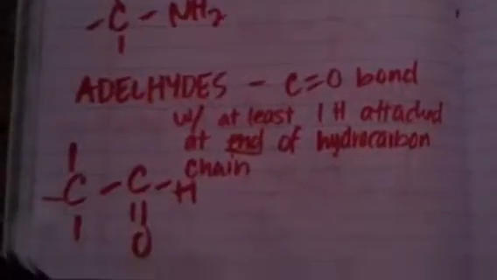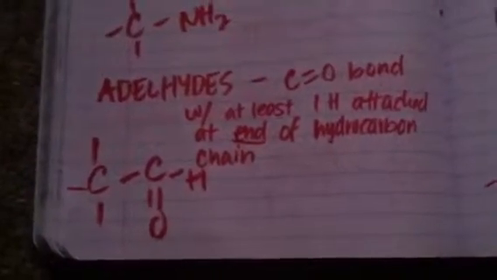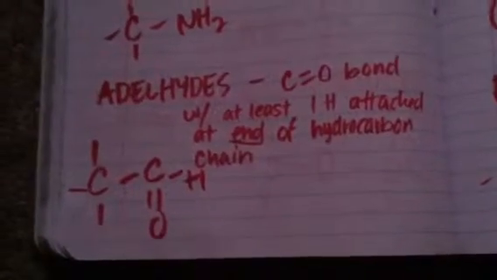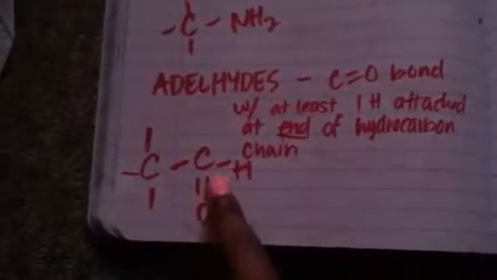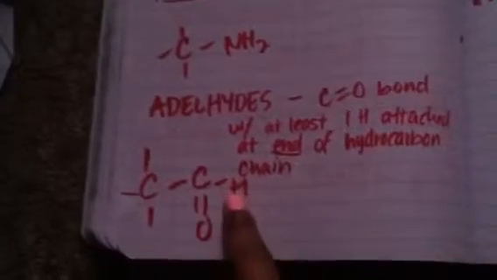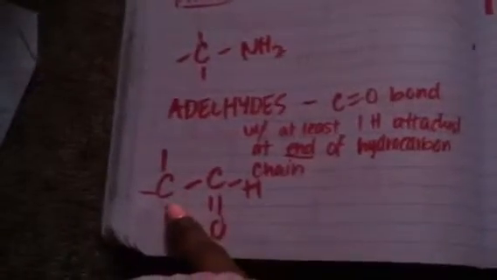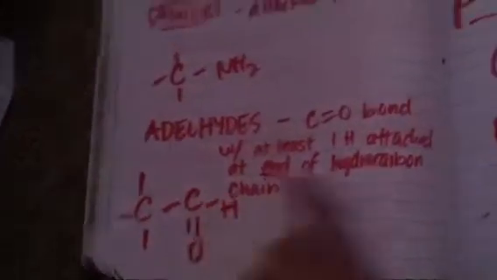And next we have aldehydes, which is when a carbon to oxygen double bond with at least one hydrogen is attached at the end of a hydrocarbon chain. As you can see, you have a carbon to oxygen double bond with at least one hydrogen. This is just an example, and it's attached at the end of this hydrocarbon chain. That's where it's the beginning and this is the end.